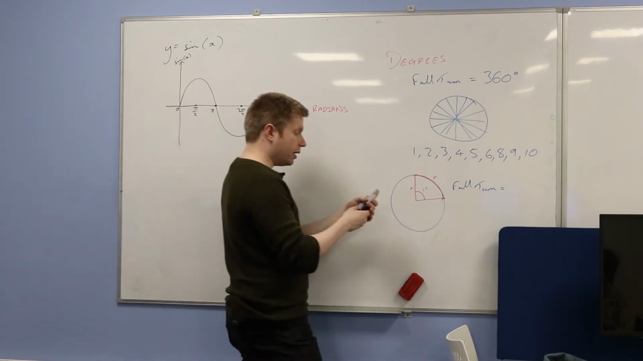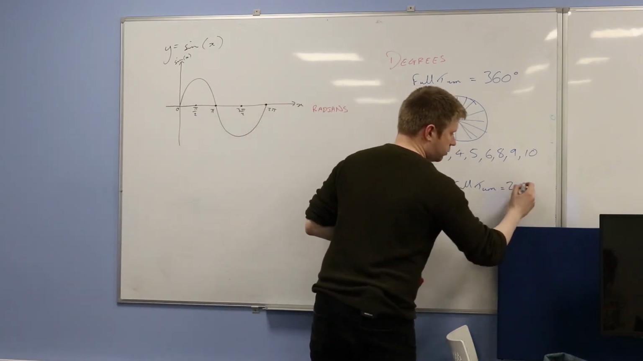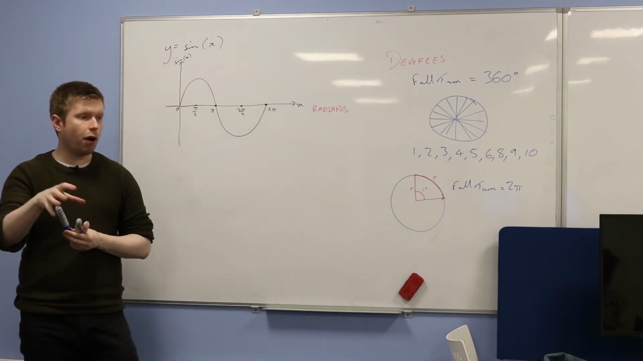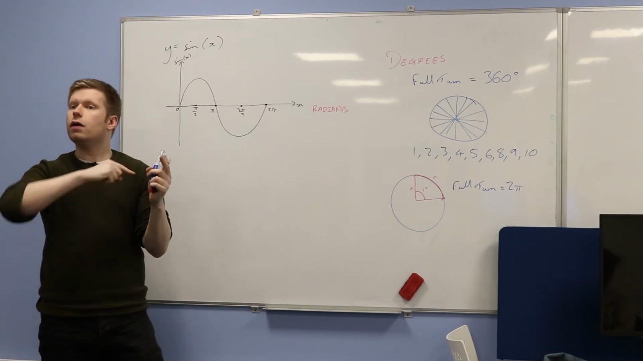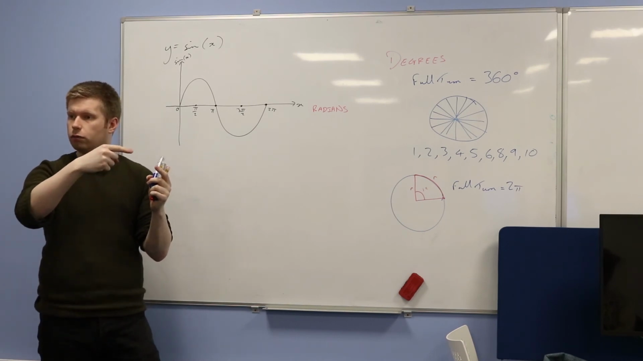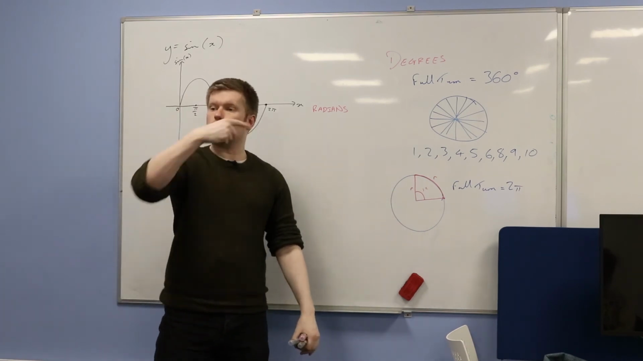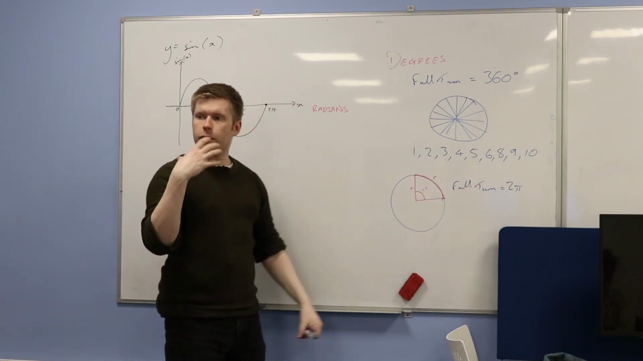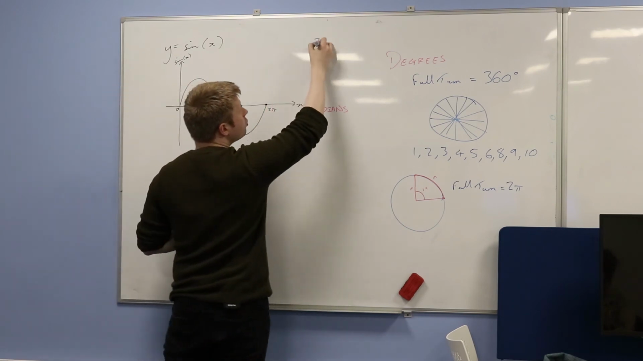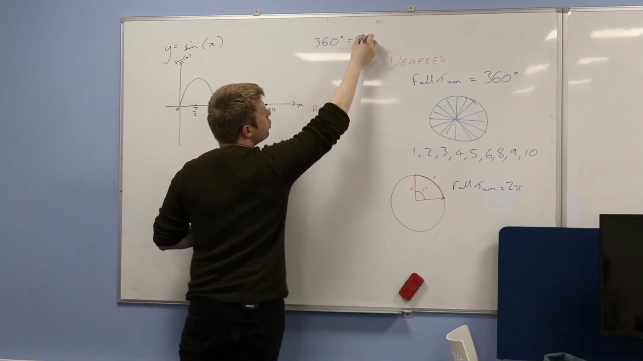It fits in 2 pi times. Yeah, it comes literally from my definition of pi. Remember, pi tells me how many times my diameter fits into the circumference of the circle. So my radius will fit in twice as many, hence it's 2 pi. So what I'm now saying is that 360 degrees is worth 2 pi.